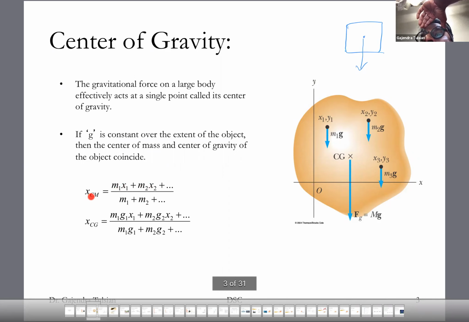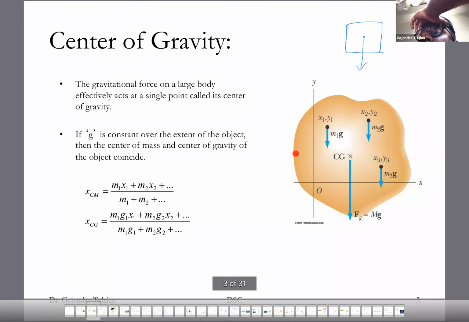The center of gravity is defined as m1 g1, where g1 is the acceleration due to gravity there, g2 is the acceleration due to gravity there, g3 is the acceleration due to gravity there. And that would be the center of gravity. Now, if this object is small, the acceleration due to gravity would be the same everywhere. G would cancel, and this expression would be exactly equal to that. So what we are saying is for small objects where g does not change over the extent of the object, center of gravity and center of mass are the same. And that's what we'll be dealing with in most of the cases.